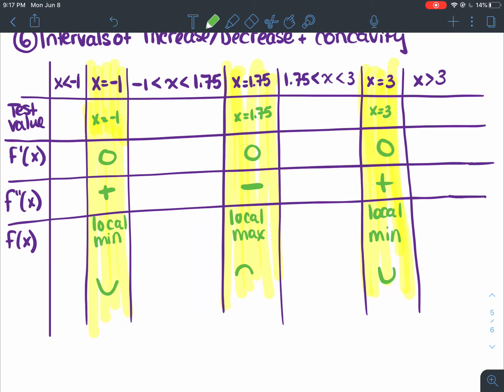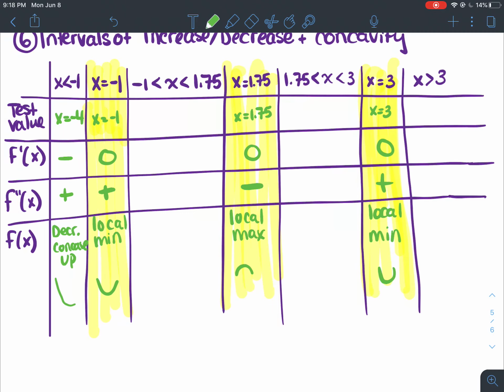Okay, and then I just test things. Like over here I could test what's happening at -4. I just plug stuff in. So I know this is going to be negative, this is going to be positive. Since my first derivative is negative, I know my function will be decreasing. And since my second derivative is positive, I know it will be concave up. It's going to look like this, kind of. So you just do that throughout the whole thing.